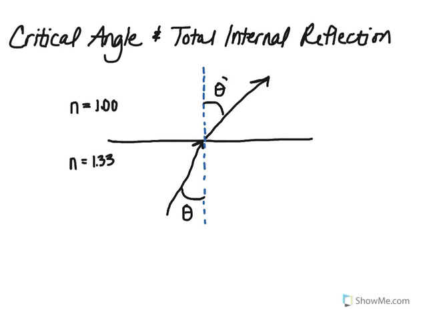And I'll also mention here, you remember that at an interface, some of the light is transmitted and refracted, but also some of it is reflected, and this angle of reflection is going to be equal to the angle of incidence. So in this case, some of the light is refracted and bent away from the normal, and then some of the light is reflected back into the water at that same angle of incidence.